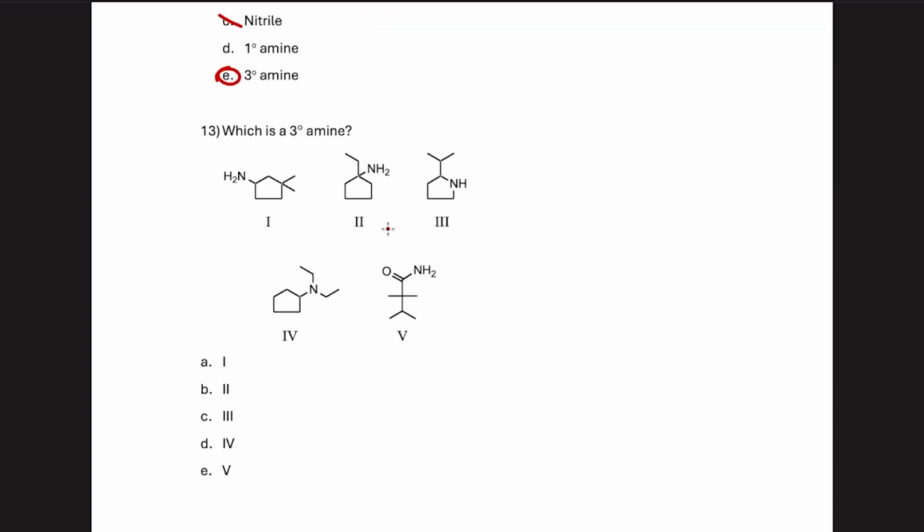Question 13, we're asked which is a tertiary amine. The easiest way to do this is to eliminate all the ones that aren't tertiary. Answer choice 1 is connected to 1 other carbon, so it's primary. We can eliminate 1. Answer choice 2 is connected to 1 other carbon, and so it's again primary. We can eliminate answer choice 2. Answer choice 3 is connected to 2 other carbons, so it's secondary. We can eliminate answer choice 3. 4 is tertiary. That works. And now answer choice 5 is only connected to 1 other carbon, so we can eliminate answer choice 5. So we're left with D.